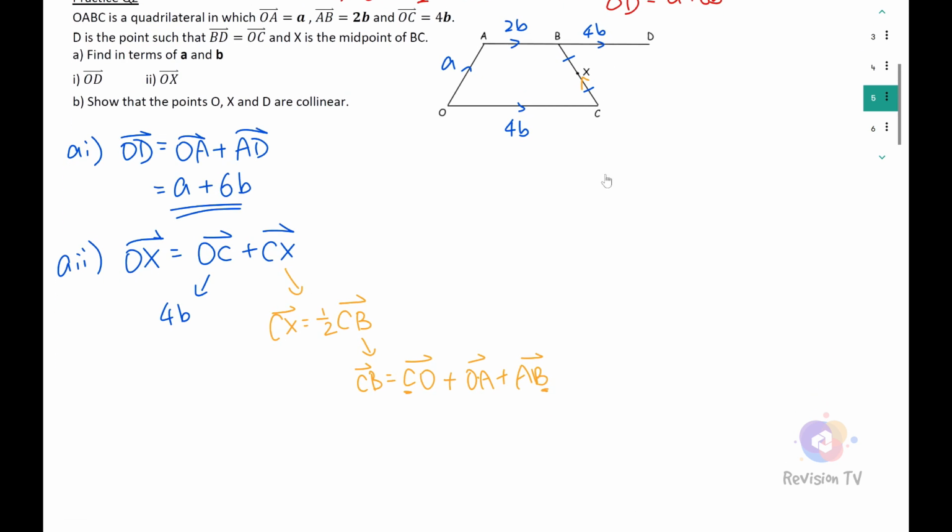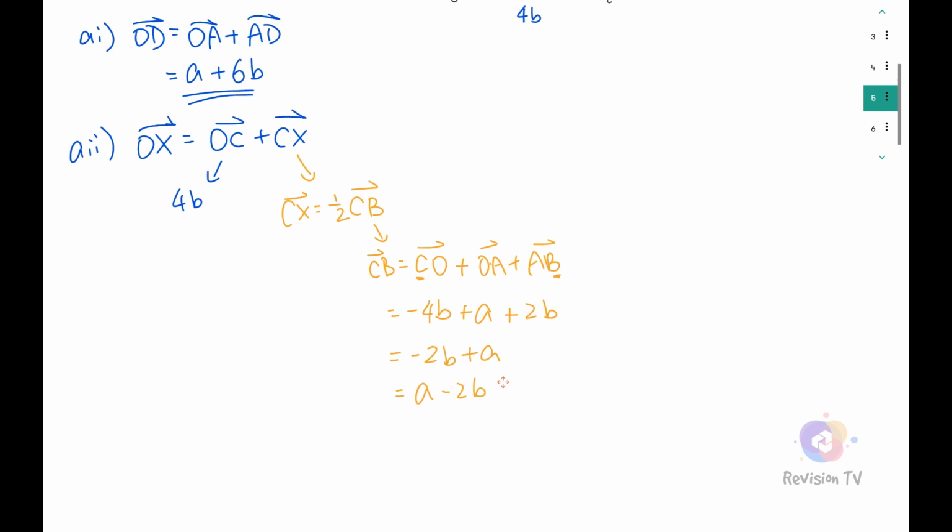So what's CO? CO is the opposite direction, so negative 4b. OA follows the direction, so positive a. AB follows the direction as well, so it's 2b. Collect the like terms. Minus 4b plus 2b is negative 2b, plus a. We tend to write the a first. It doesn't matter if you want to rewrite that, but personally I write a minus 2b. Now that's CB. So CX is a half of a minus 2b.